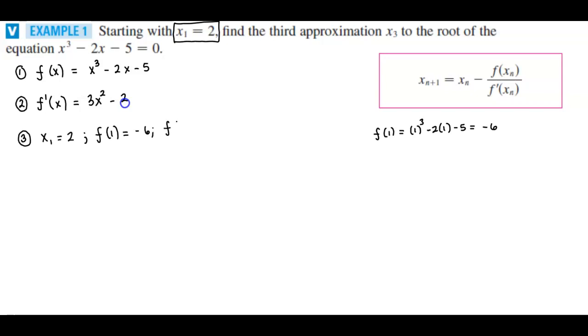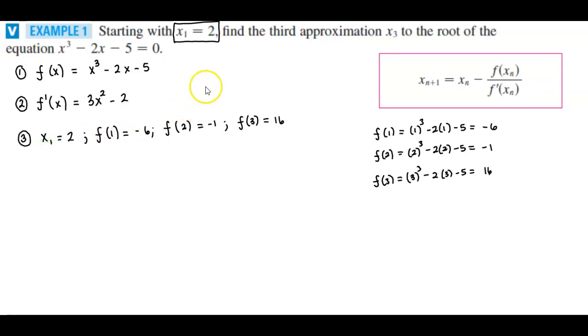Okay, and then we want to find f of 2. So if we plug in f of 2, that's going to be 2 cubed minus 2 times 2 minus 5, and that gives us a value of negative 1. So now we know that f of 2 is going to be negative 1. And then we want to find f of 3. So f of 3 is going to be 3 cubed minus 2 times 3 minus 5, and that's going to give us 16.